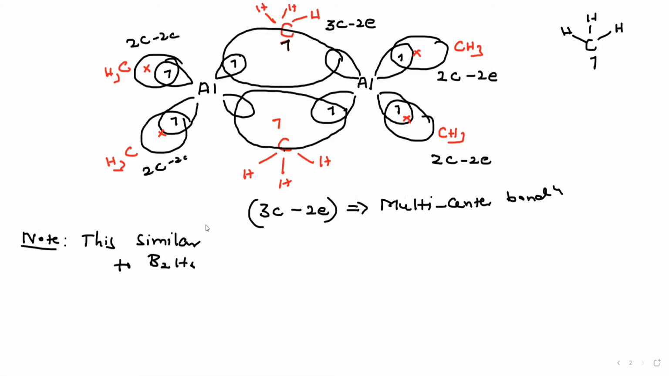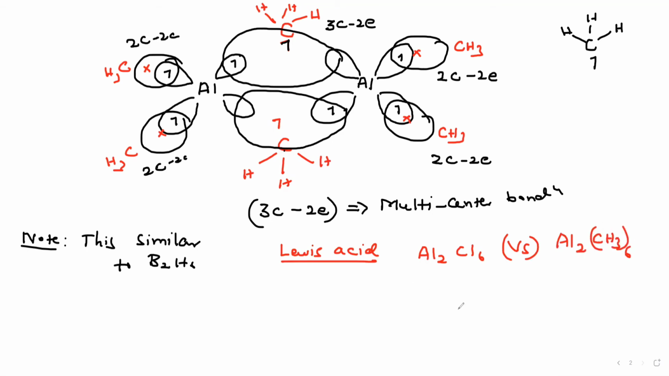Okay, now going to compare the Lewis acidic order. Please note, Lewis acidic order, very important concept. The Lewis acidic order of Al2Cl6 versus Al2(CH3)6. Now you know very well, right? This aluminum and this Cl and Cl bond. Similarly, this aluminum, then this CH3 and this CH3 bond.